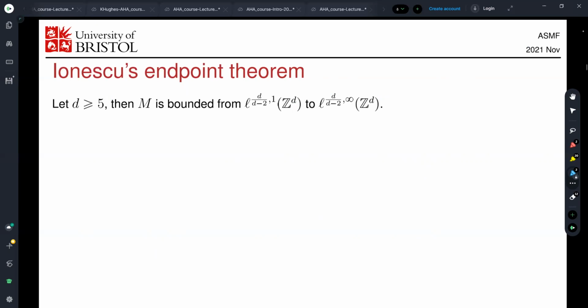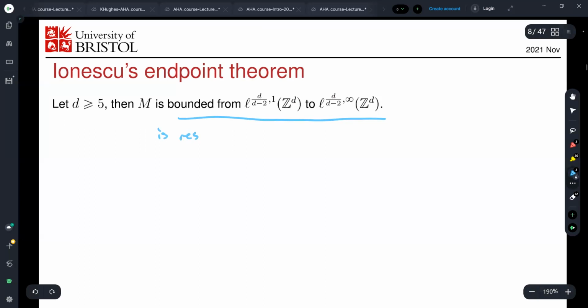Now, a refinement of Stein's theorem was Bourgain's restricted weak type theorem, which said that at that endpoint, d over d minus 1, the continuous Euclidean spherical Maxwell function was restricted weak type. And Ionescu proved the corresponding theorem for the discrete, or arithmetic, spherical Maxwell function. He showed that at the endpoint, d over d minus 2, we have this restricted weak type theorem, which is just the same as this statement. You're bounded from this Lorentz space to this other Lorentz space. So another way to say this is restricted weak type d over d minus 2 to d over d minus 2.